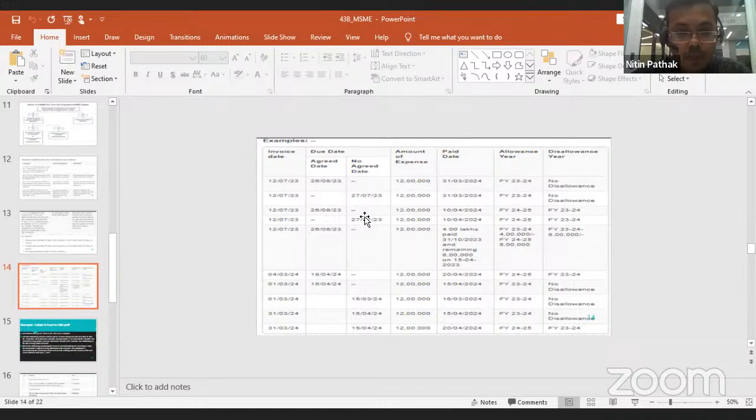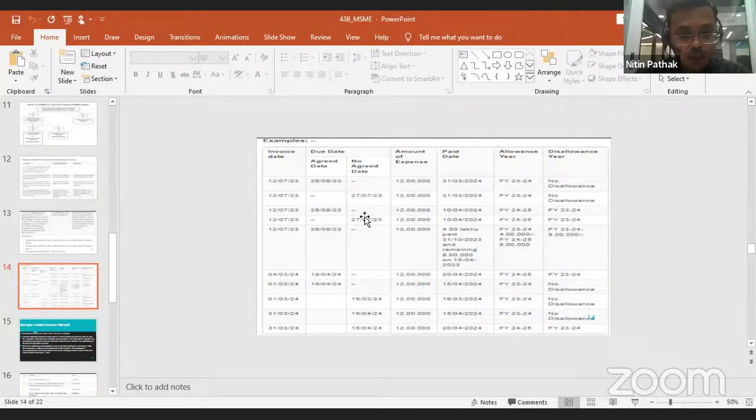Now, next one. Suppose the invoice date is the 4th March and as per agreement 18th April is the payment date and payment is made on 20th April. Then this expenditure is covered under the next financial year, that is 24-25, and there is disallowance for 23-24. If the invoice date is 1st March and payment is made on 15 April, then it is allowable in the same year, and if there is no agreement, then the due date is the 16th, allowable expenditure in the same financial year, and there is no disallowance.